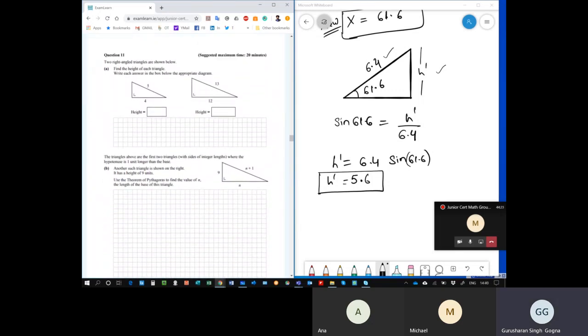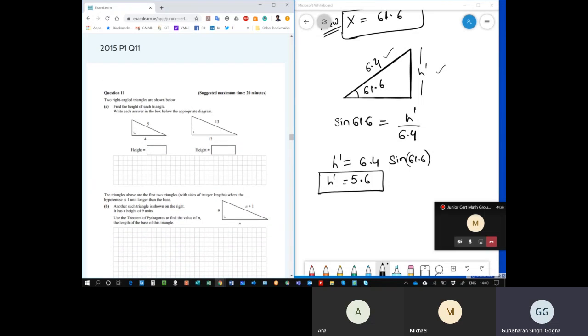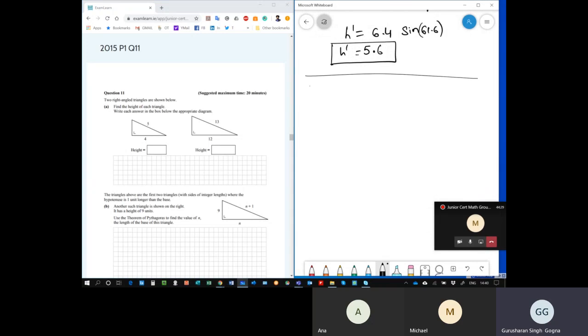Okay, let's do question number 11, 2015 paper. So all you need to do is find the height of these two triangles. Both are right angle triangles. This is 5, this is 4. This is also a right angle triangle. This is 13, this is 12. Let's call this H1, this is H2. So the height, which one is the hypotenuse? 5 is the hypotenuse, 13 is the hypotenuse here. So 5 squared equals H1 squared plus 4 squared.